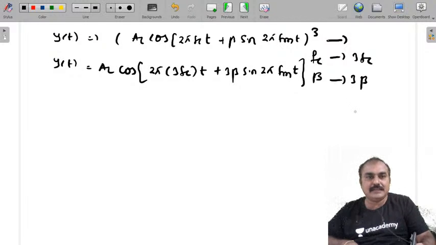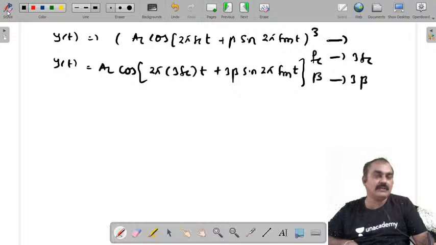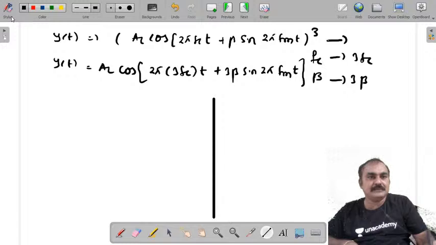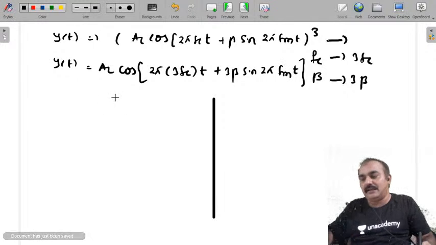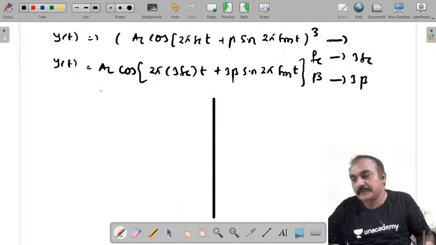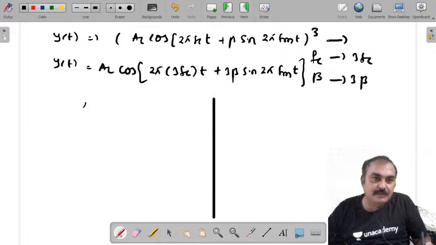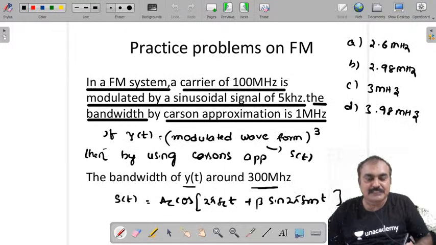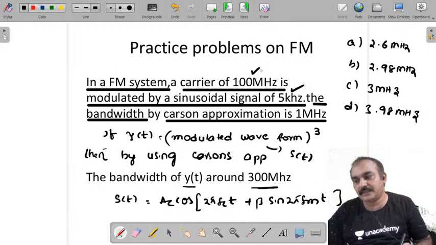Okay, now here what he has given. Now listen here, he has given the parameters like this. First one, Fm is equal to 5 kilohertz. Yes, go for the previous one. Fm, how much he has given? See here, 5 kilohertz, and the carrier frequency is 100 megahertz.